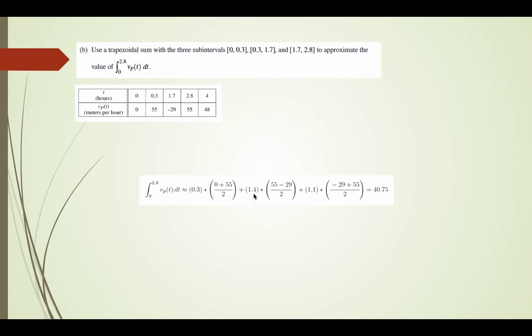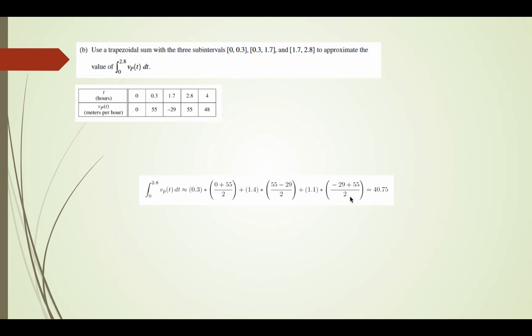And then our next trapezoid has a width of 1.4, and that's because the distance from 0.3 to 1.7, you just subtract. 1.7 minus 0.3 is 1.4. And then in parentheses, you add these two numbers together and divide by 2, which is what we have here. And then 1.1, again, is just the subtraction of 2.8 minus 1.7. That gives us 1.1. We add up these two numbers and divide by 2.